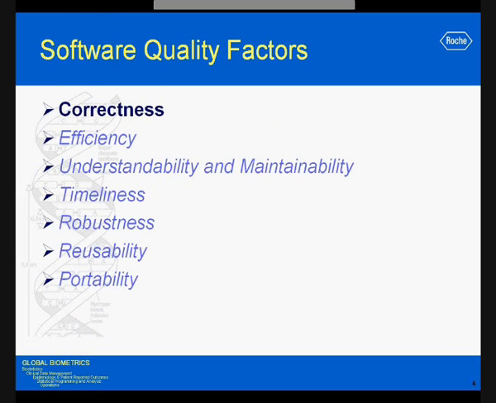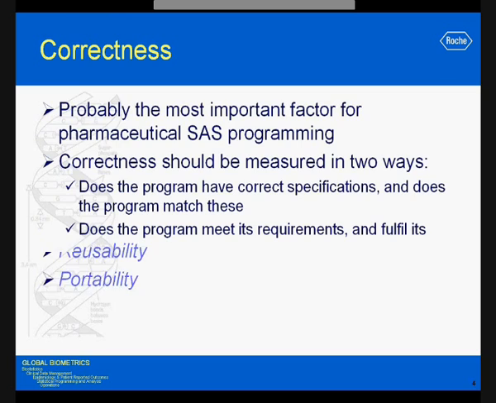So, firstly, correctness. Probably the most important factor considered in pharmaceutical SAS programming. Correctness should be measured in two ways, not just the first way, which is the most common way which we look at it. Does the program have correct specifications, and does the program match these? This is generally what we cover when we do our double programming and other quality checks.